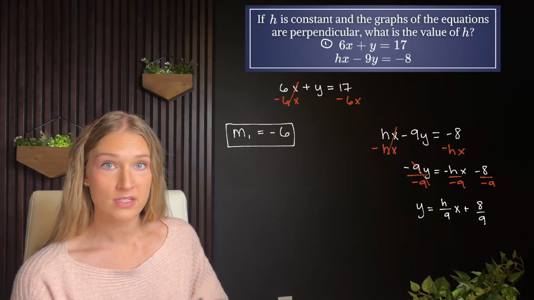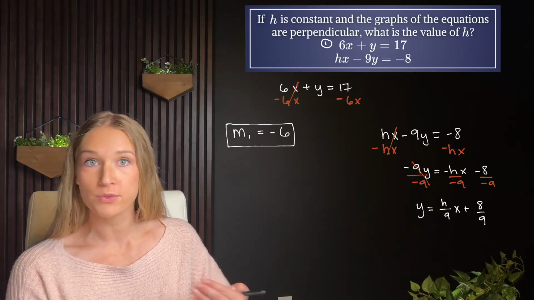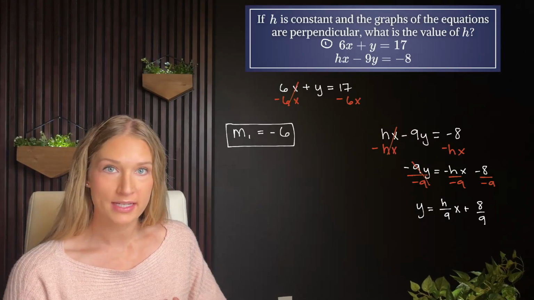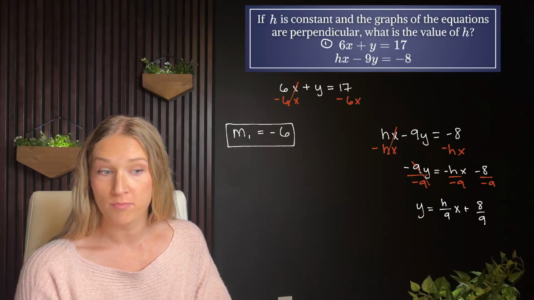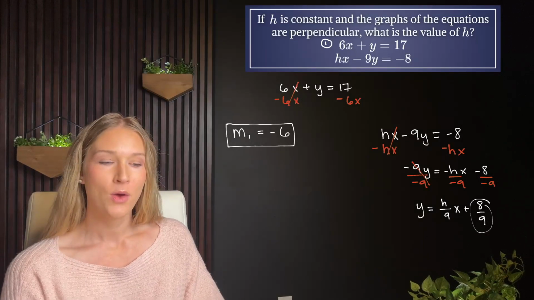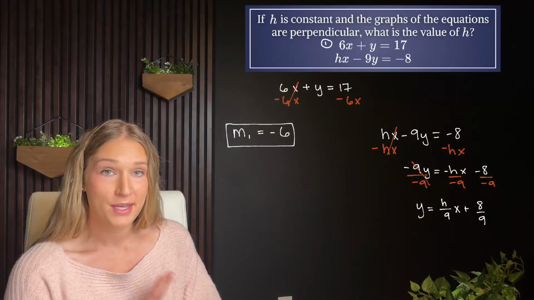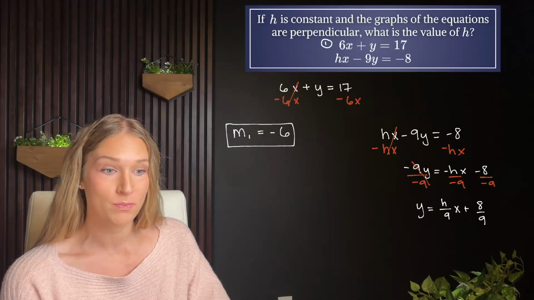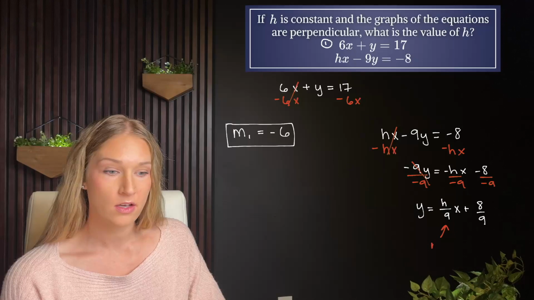Now in both of these fractions, when I divided by negative 9, we had two negatives. So both of those negatives canceled and made each other positive. So now I have positive h over 9, and then I have positive 8 over 9. Well, again, I really don't care about the y-intercept. What I care about here is the slope of this line. So my slope, m, is going to equal h over 9.